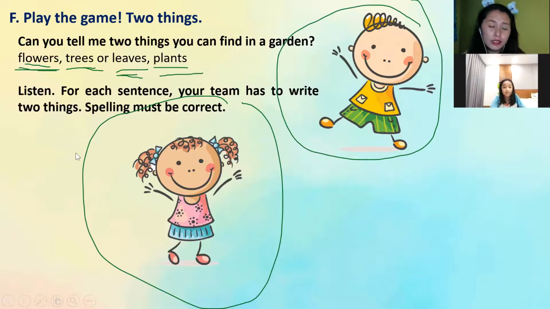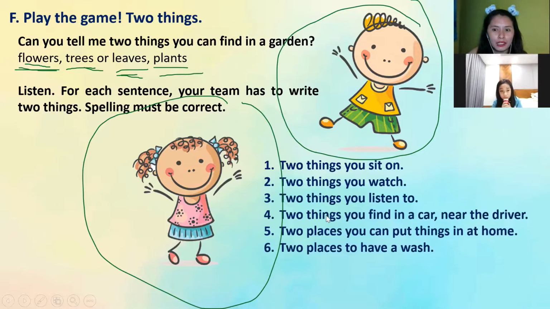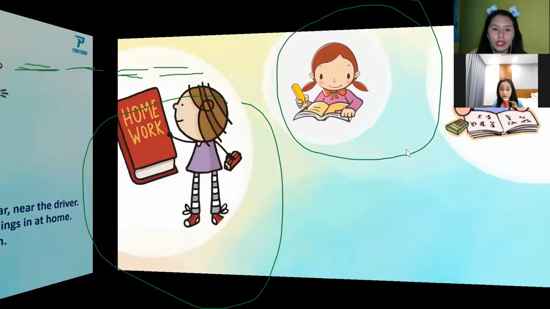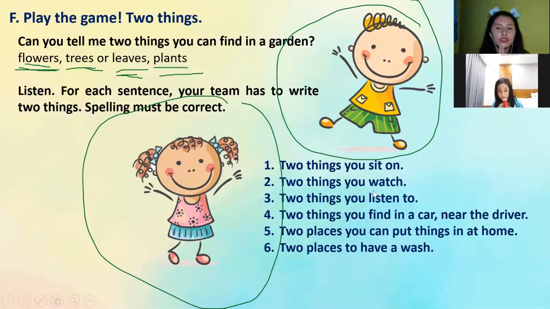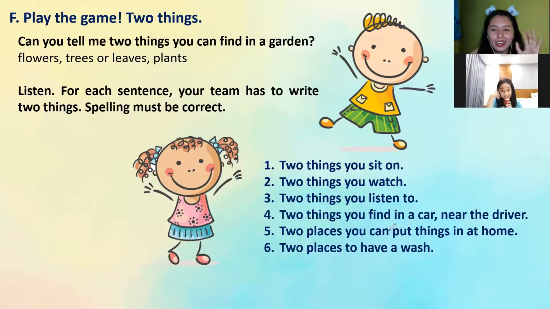Okay. Listen for each sentence. Your team has to write two things, and you must spell it correctly. Okay? Two things you sit on. Go. Can you write or draw two things? Okay, I'm going to count 10 seconds. Two things you can sit on. 10. The train. Oh, what else?